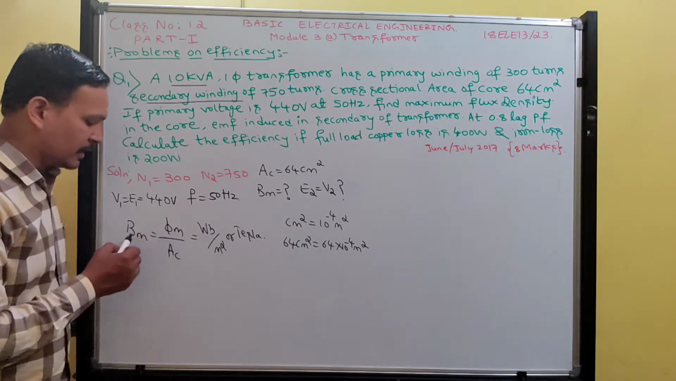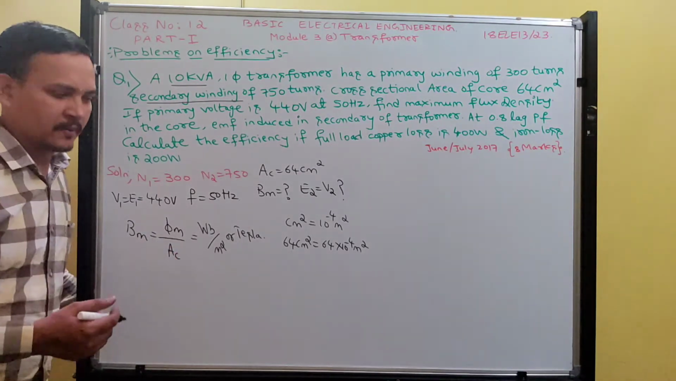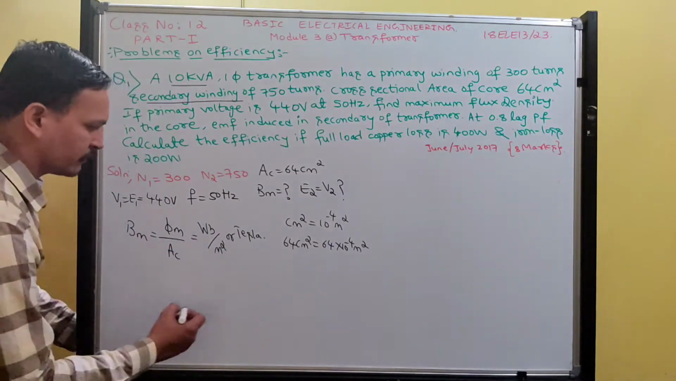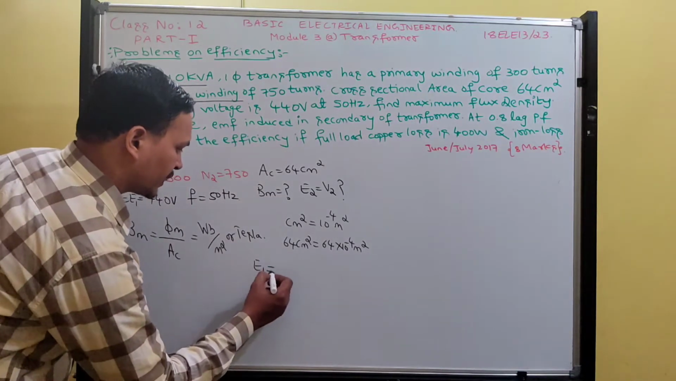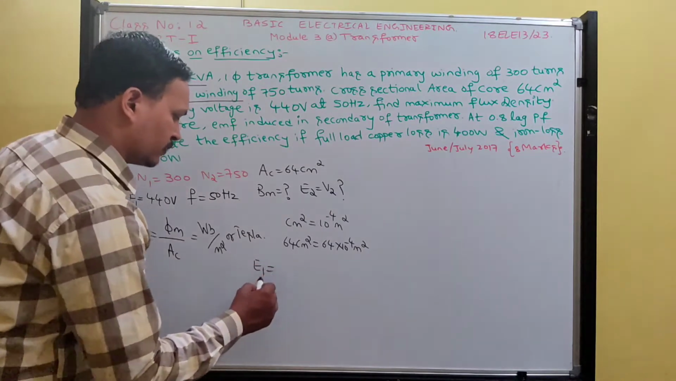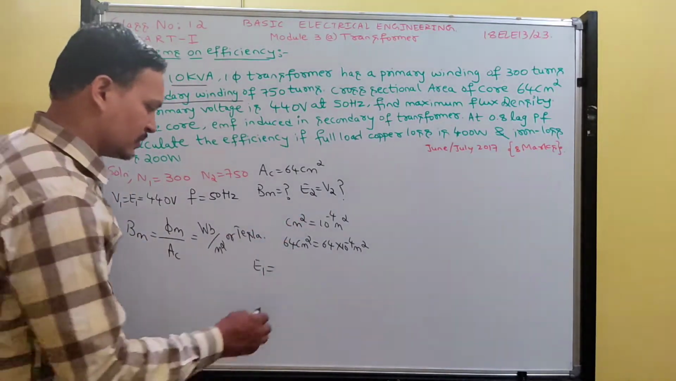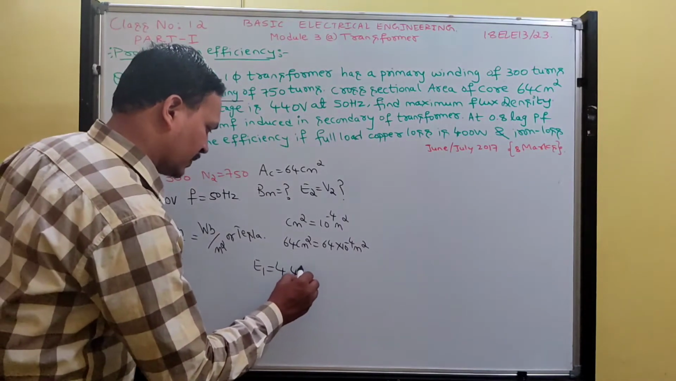If I know phi m, I can calculate Bm, the maximum flux density. How to calculate phi m? We have the EMF equation formula for primary and secondary. I am going to take primary. Why am I not taking secondary? Because they asked for secondary voltage in the question, so we can take primary voltage.